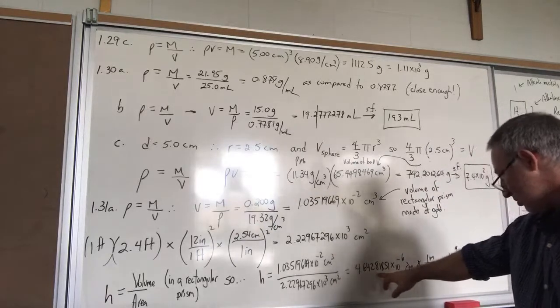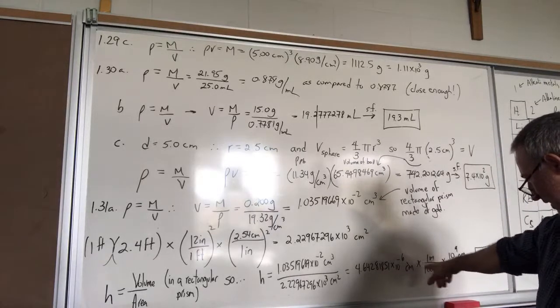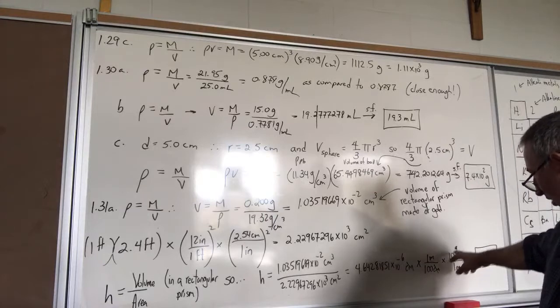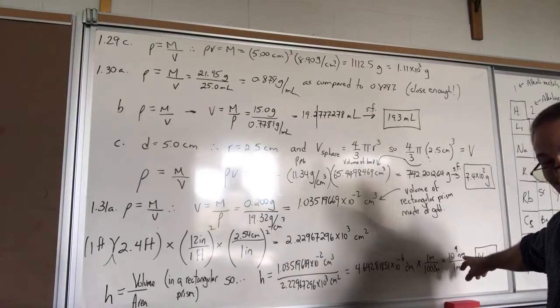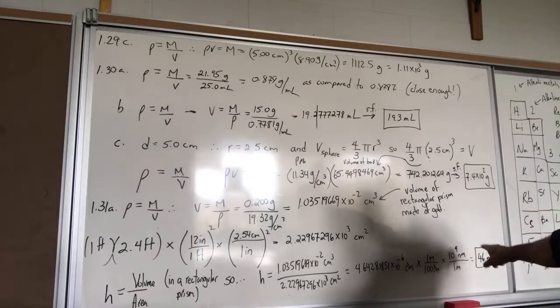So then I converted centimeters into meters by dividing by 100. That allows me to cancel centimeters. And then I multiplied by 10 to the power of 9 to turn it back into nanometers. And the final answer I get is 46 nanometers. So 46 billionths of a meter thick.